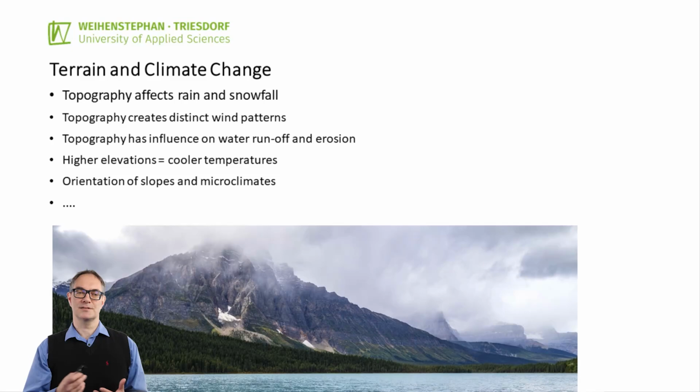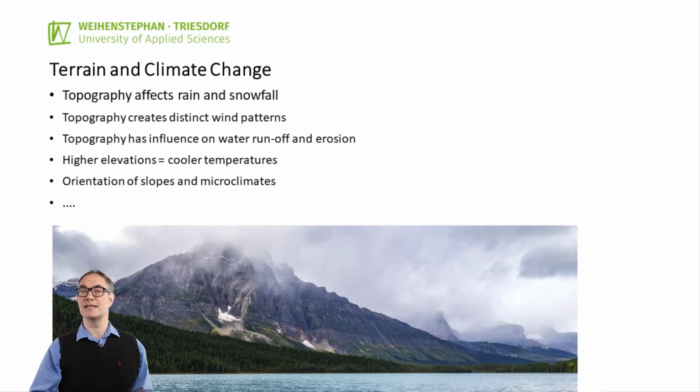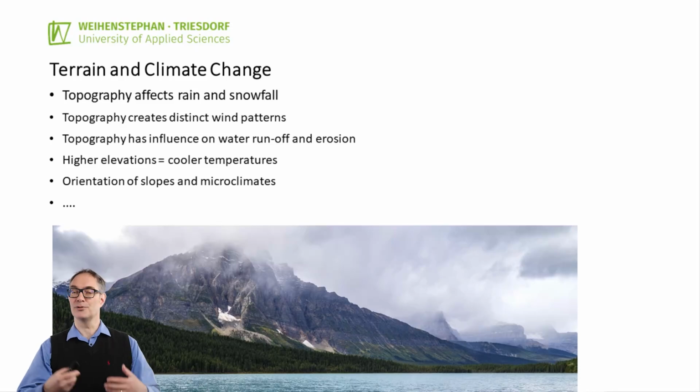What is the interaction between terrain and climate change? There are many important interactions. So first of all, topography will affect rain and snowfall. Secondly, topography creates distinct wind patterns. Topography also has an influence on water runoff and erosion. And the higher you get in terms of elevation, the cooler the temperatures are.